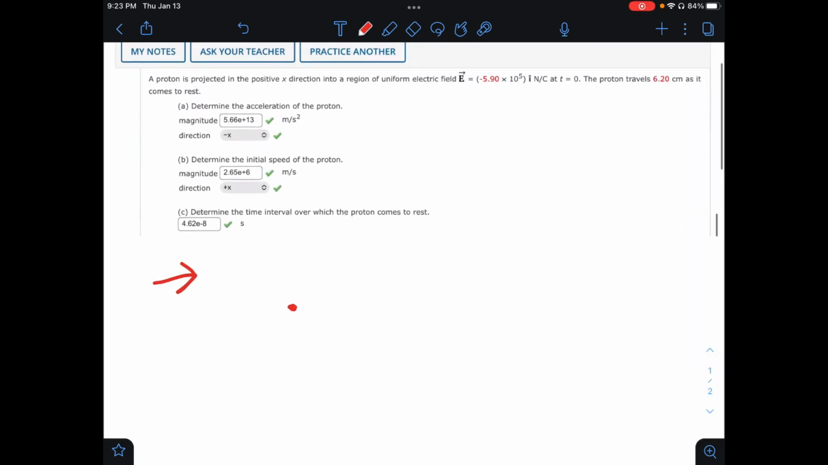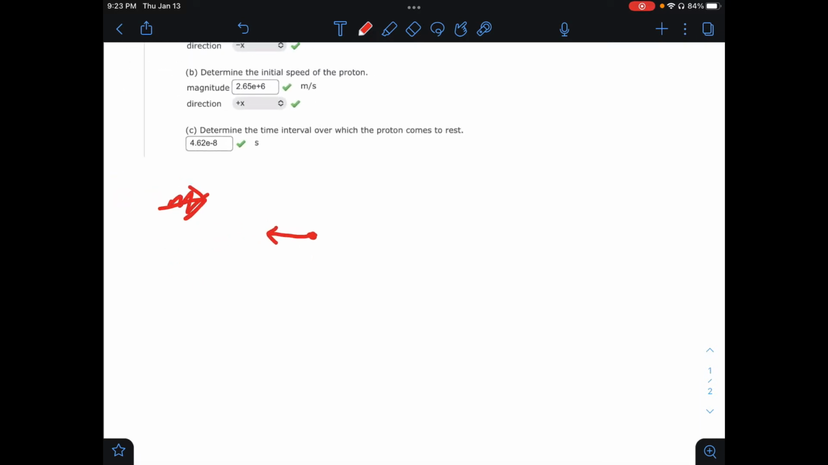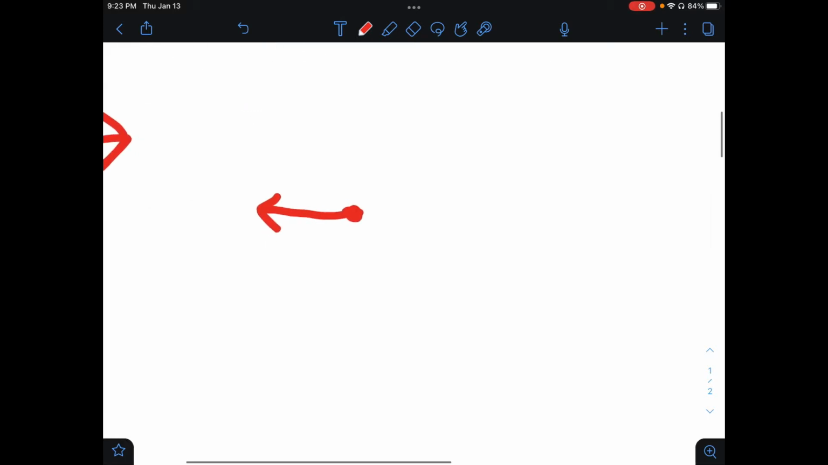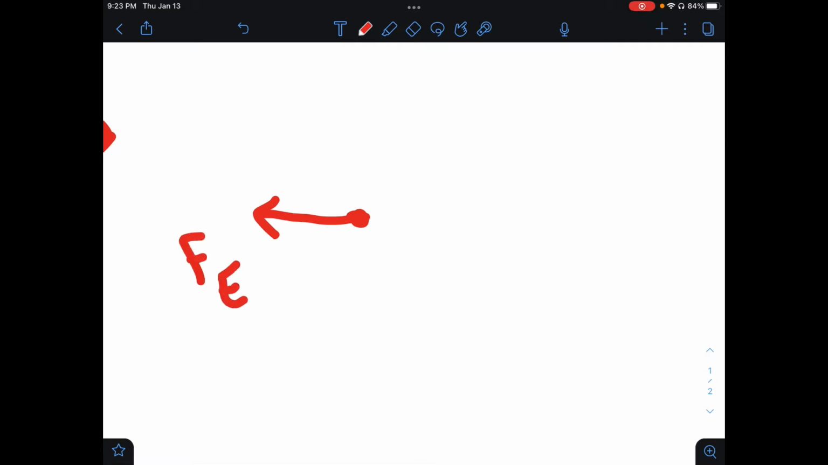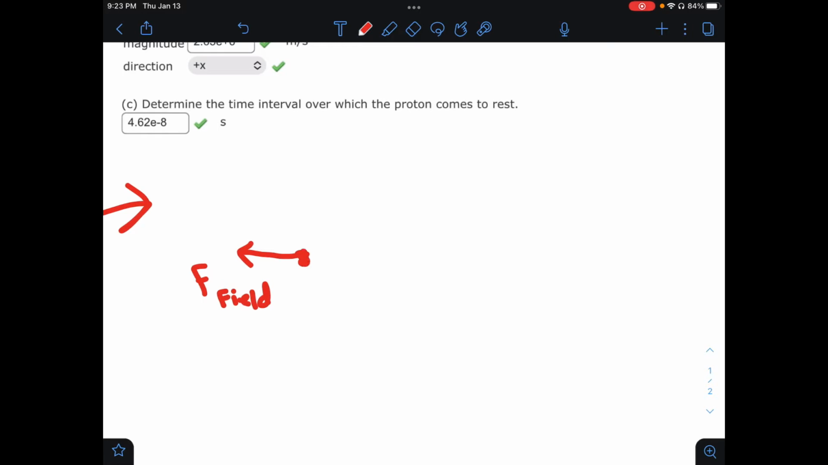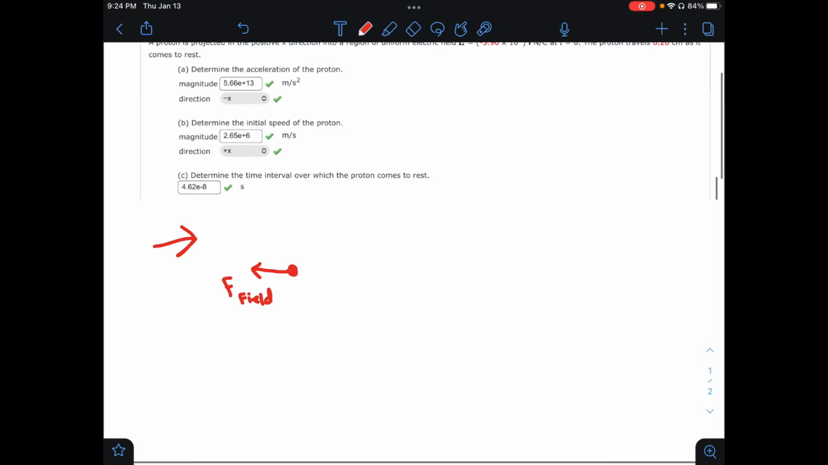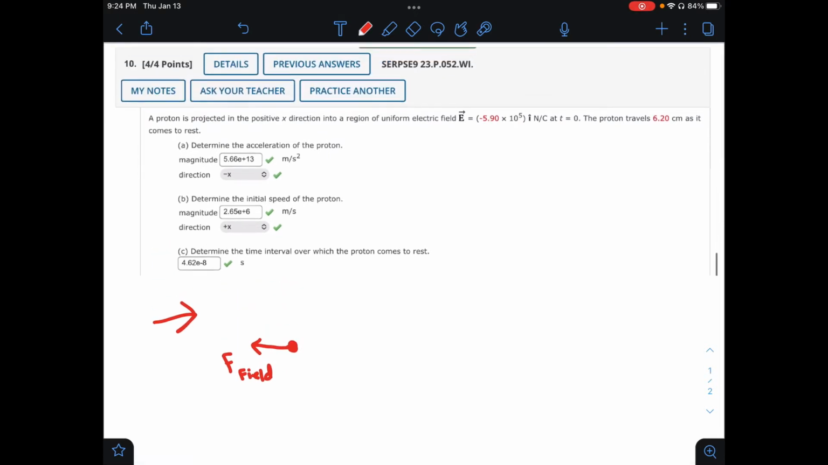But if it comes to rest, that means it's slowing down, which automatically means there is a force this way that is counteracting this initial movement. So this force of the field, I'm going to call it F subfield, is pushing the proton back this way, causing it to slow down. I'm going to ignore gravity and normal force because I'm assuming it's not resting on anything, and that gravity would be negligible in this case.